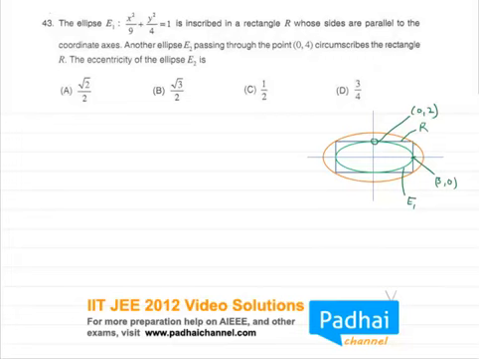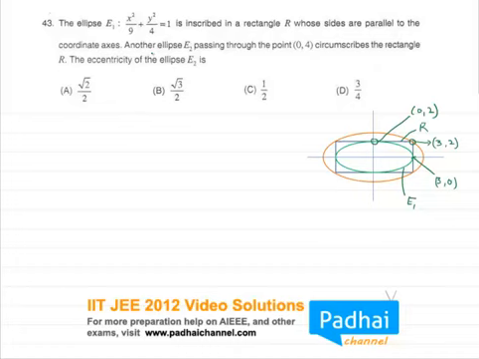Before going further, let's see what I can say about this point, because this point is lying on the rectangle itself. By the property of a rectangle, we can say that this point will be 3, 2. It was obvious. Now let's see what the question has to say.